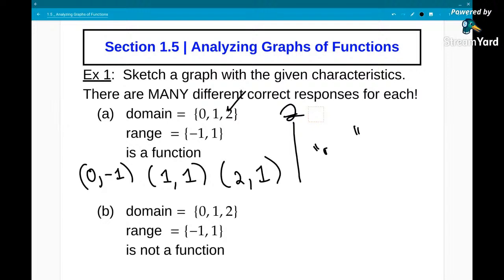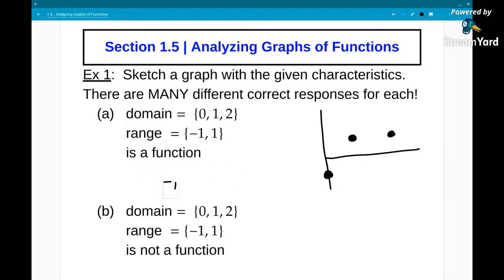So that's it. Now what I can do, right, is create a graph. 0, -1. That's right here. 1, 1 is about right here. And 2, 1 is about right here. And that's it. Here's one possible answer, one of many, that shows a domain of 0, 1, and 2 and a range of -1 and 1. And it represents a function.